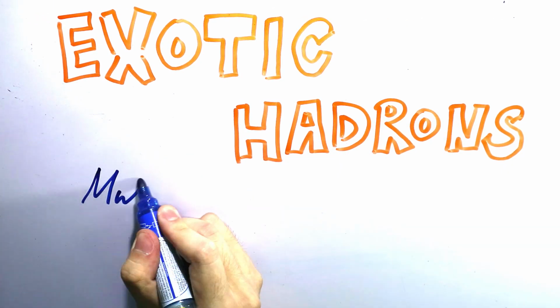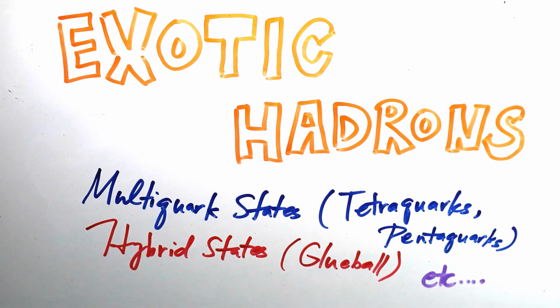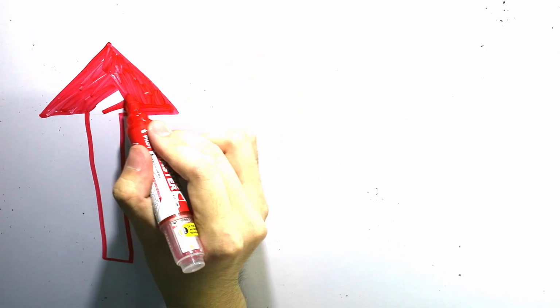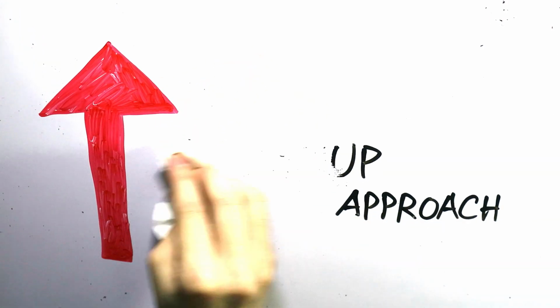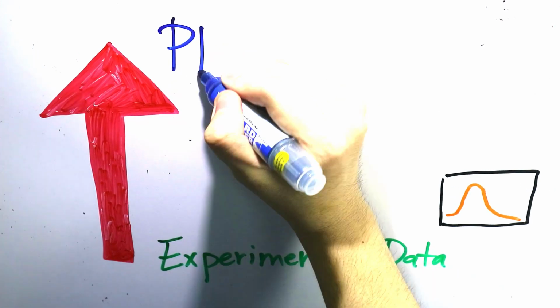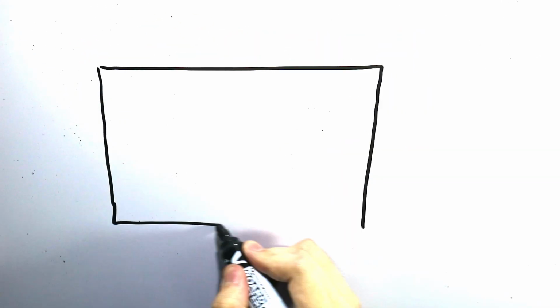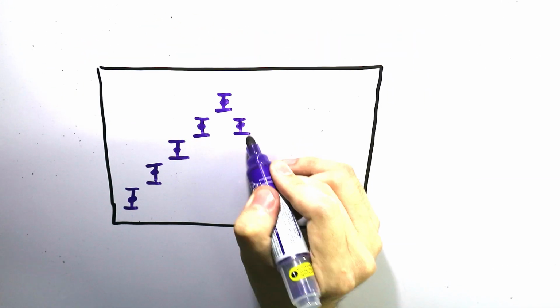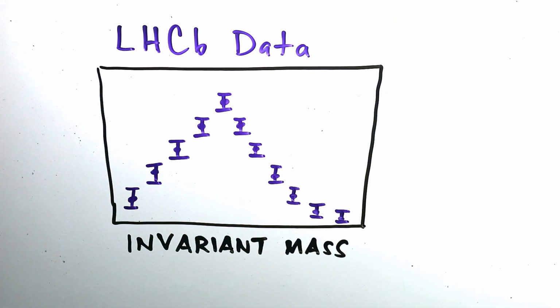For instance, there can be multi-quark states made up of more than 3 quarks, and also hybrid states, such as glue balls. Due to limited experimental data, physicists employ a bottom-up approach to study exotic hadrons, wherein we start with available data and use a scientifically grounded model to extract the physics. These exotic hadrons usually manifest as peaks in the scattering amplitude or invariant mass of a system that can be measured by experiments such as the LHCb.